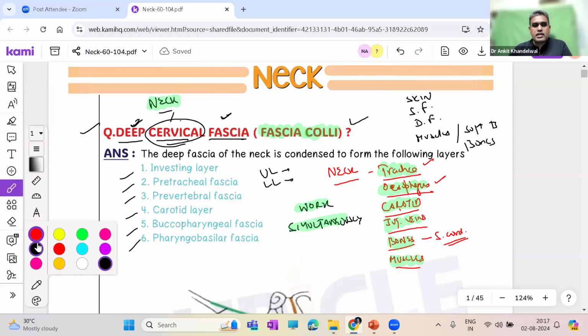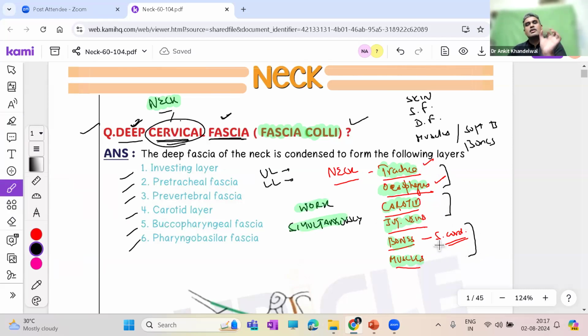Therefore, you need some structure which separates them a bit, so that one group of structures does not interfere in the functioning of the other group. I hope you're getting the point. One group of structures does not interfere with the functioning of the other group.